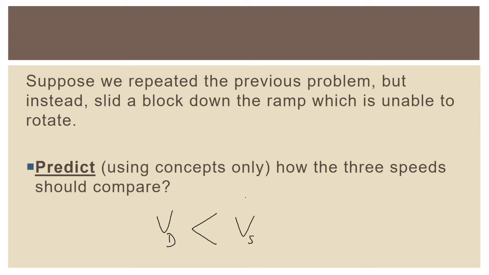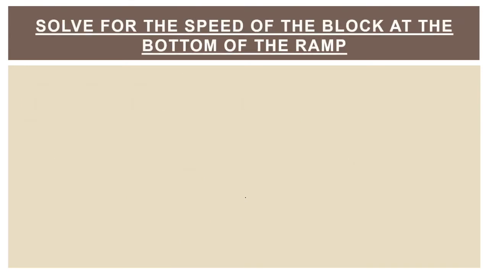All right, I don't want to give away the game here. Calculate it. Pause the video. Calculate what the speed of a block would be at the bottom of a 30-centimeter high ramp. See if it confirms your prediction. When you're done with that calculation and you've obtained a number for the final speed, hit play and we'll go over it.